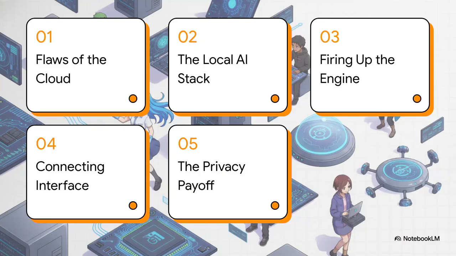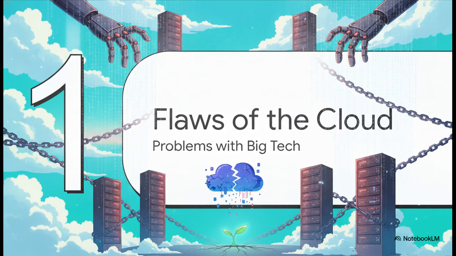We will start by covering the flaws of the cloud, move on to the local AI stack, fire up the engine, connect the interface, and wrap up with the privacy payoff. All right, Section 1, Flaws of the Cloud.